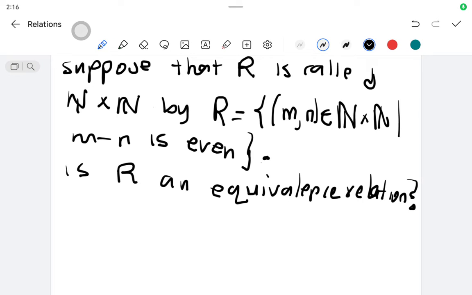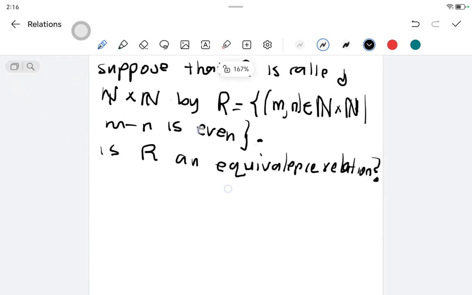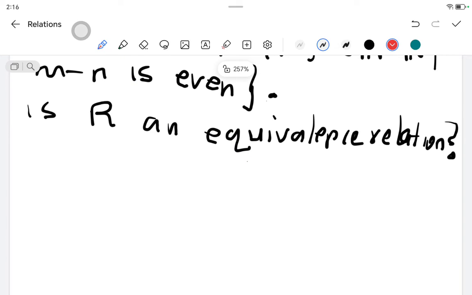So here we're given a question based on relations. Suppose that R is defined as R = {(m, n) ∈ ℕ × ℕ such that m − n is even}. Then they ask, is R an equivalence relation? For us to show that something is an equivalence relation, we need to show that R is reflexive.